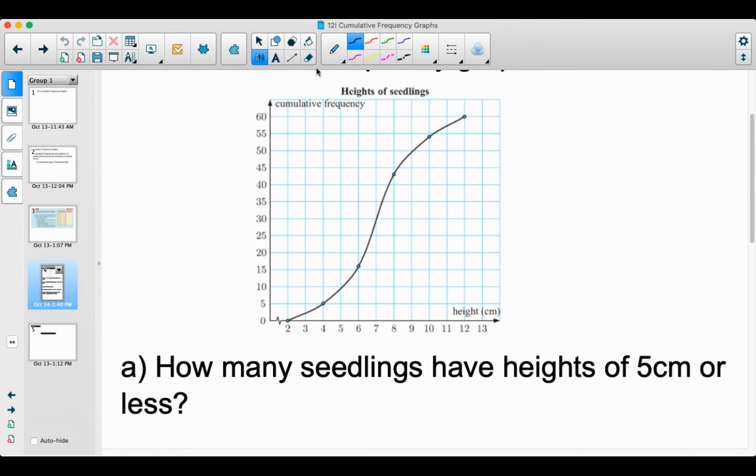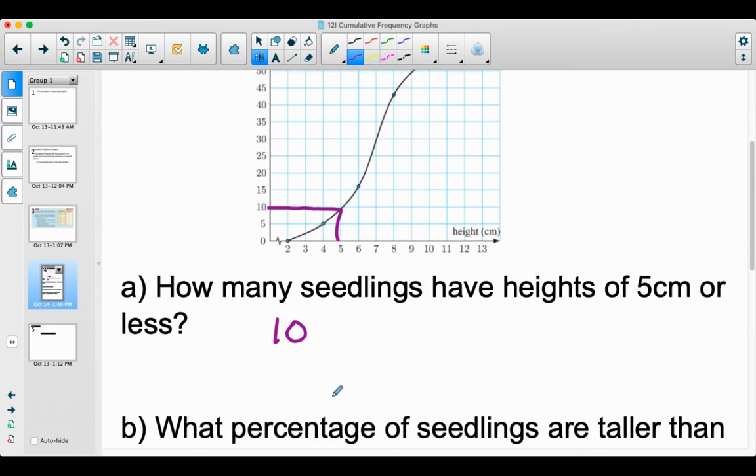And put my marker on here. Okay, so if we go to 5 and I follow my cumulative frequency, there is my cumulative frequency. So roughly around 10 would be my answer there. About 10 of them have 5 or less.